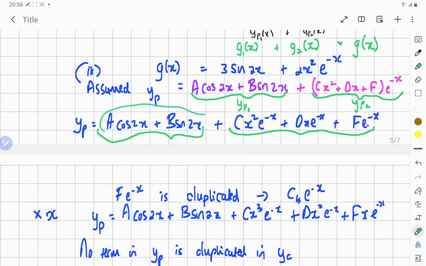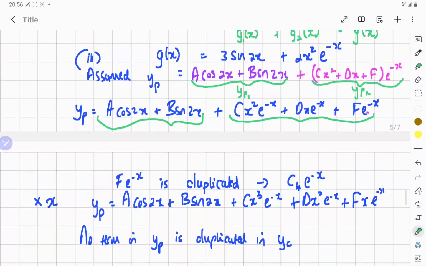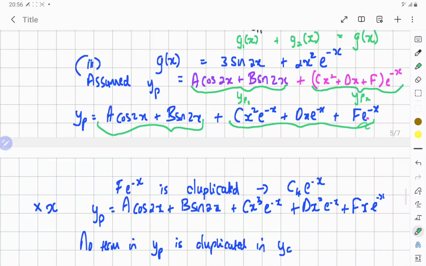Definitely not this term. Nothing was duplicated. Not only this term, but the whole bracket. Why? Because this is one term actually. So what do I do? When I times by x here, I get cx cubed e to the negative x. When I times by x here, dx squared e to the negative x. When I times by x here, fx e to the negative x.